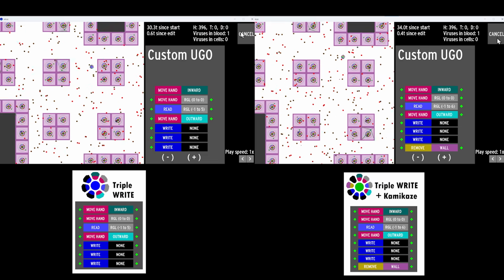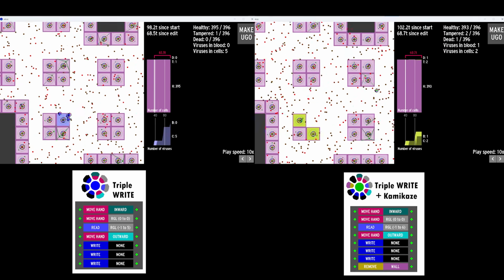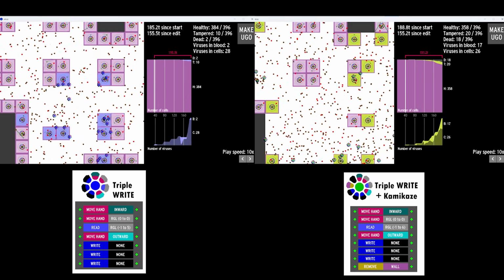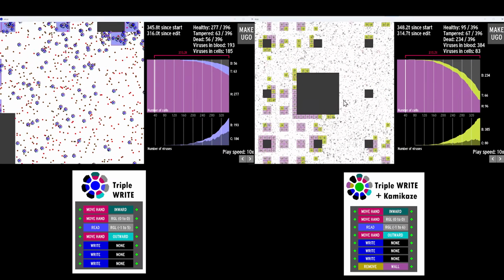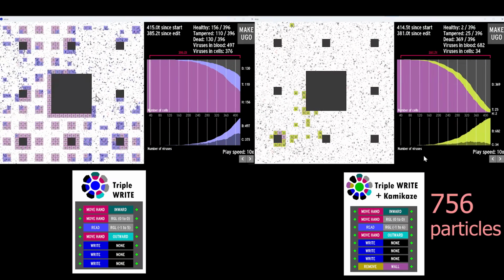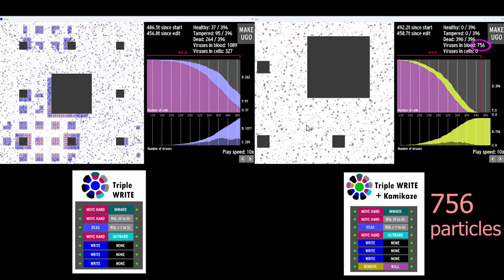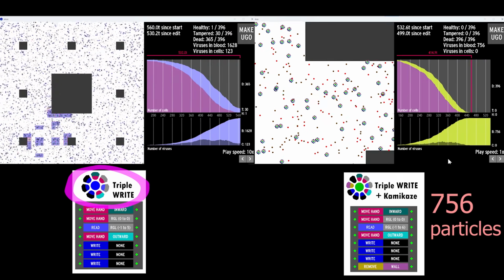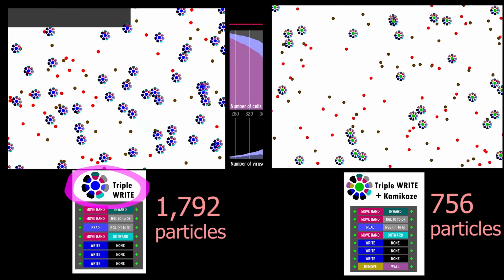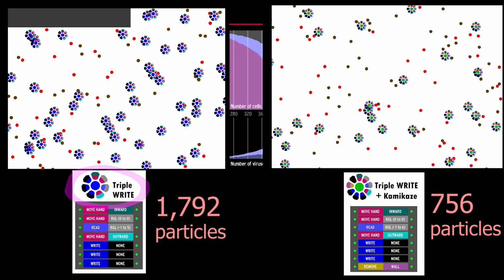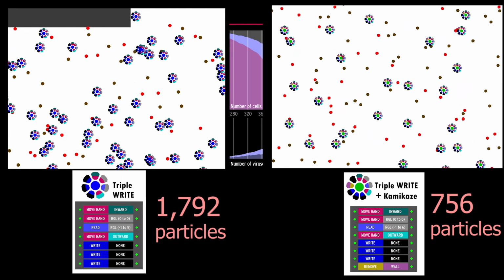For example, if you wanted to construct a variant that leaves the most virus matter in the bloodstream, triple plus kamikaze isn't actually a good choice because it only left 756 virus particles when all was said and done, whereas basic triple left 1,792 particles, over twice as many. That would be your go-to virus to fill a human with as much virusy goop as possible.